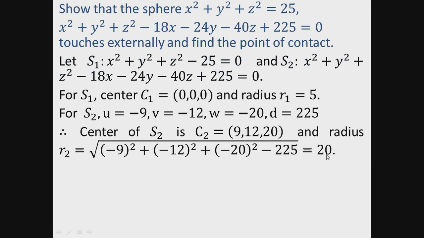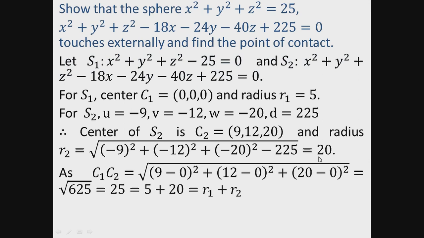So find by distance formula what is C1C2, and then check whether it is equal to R1 plus R2 or not. So by distance formula, C1C2 is square root of (9 minus 0) square plus (12 minus 0) square plus (20 minus 0) square, which is equal to square root of 625, that is nothing but 25, and 25 is nothing but 5 plus 20, that is R1 plus R2. So distance between the centers is the addition of radii. Therefore the two spheres touch externally.